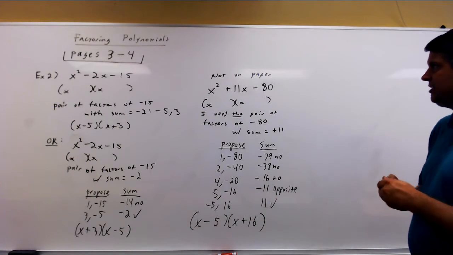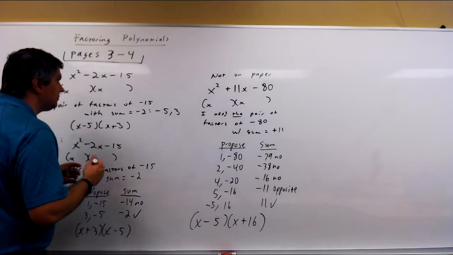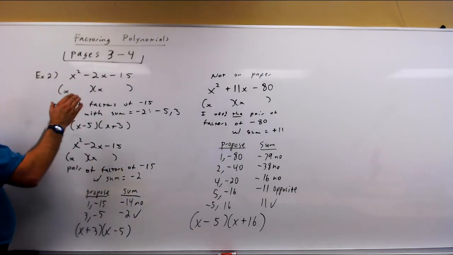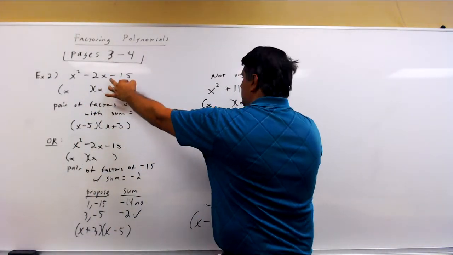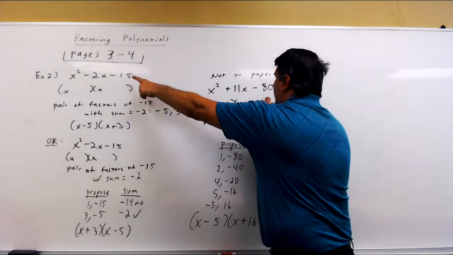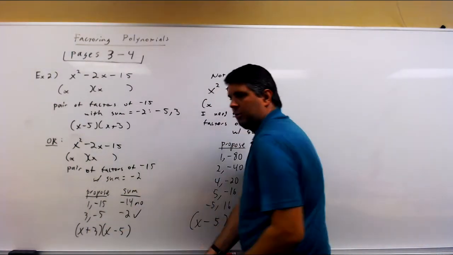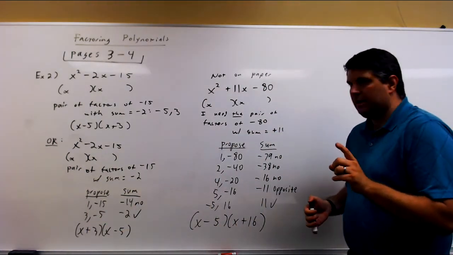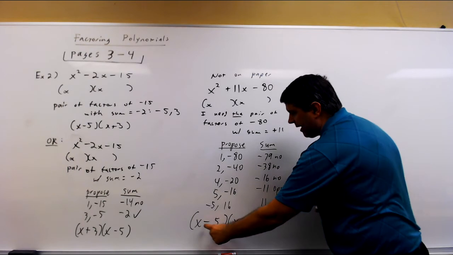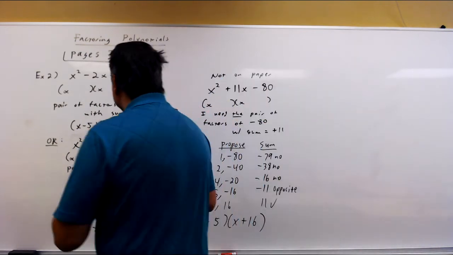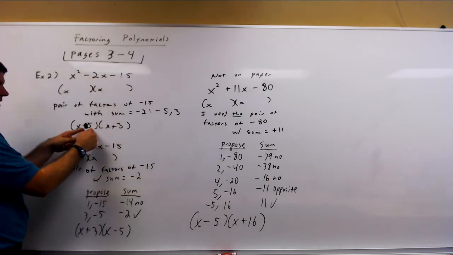Okay, now let me compare these two problems. The product for these two is negative. Both of these products were negative. So one factor was positive, one was negative. But if the sum is positive, the positive outweighs the negative. If the sum is negative, the negative outweighs the positive.